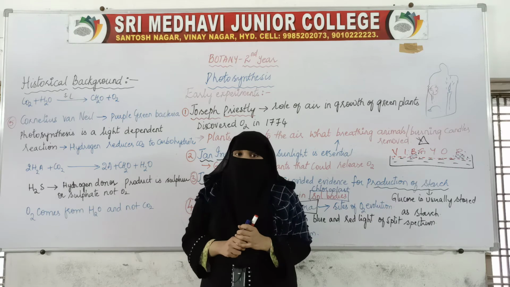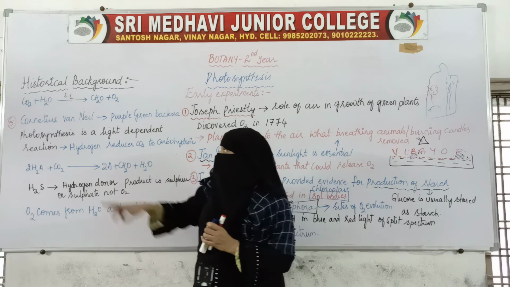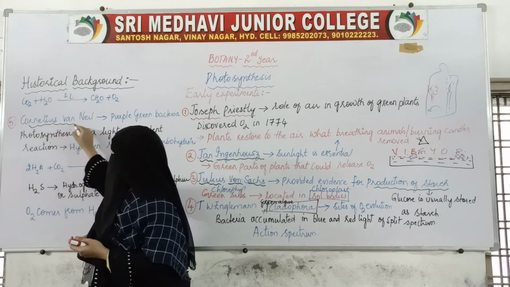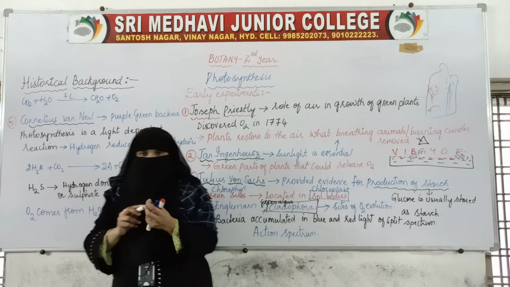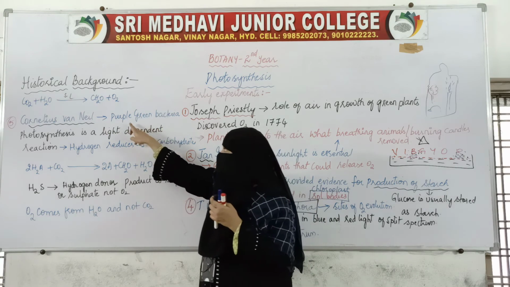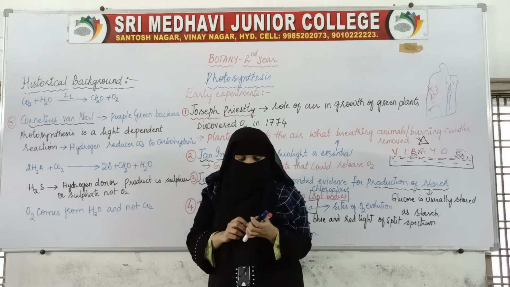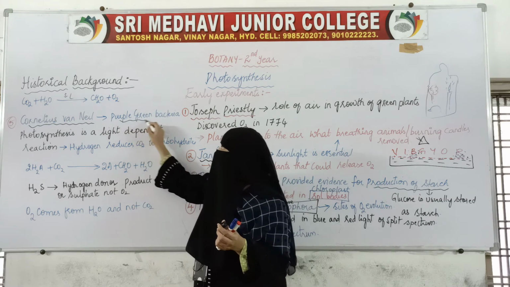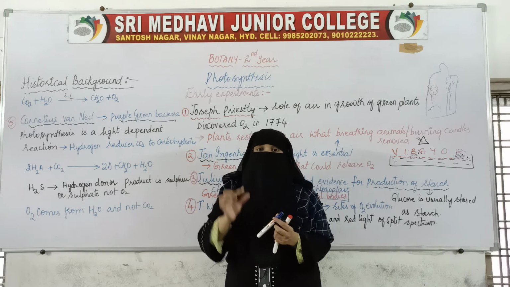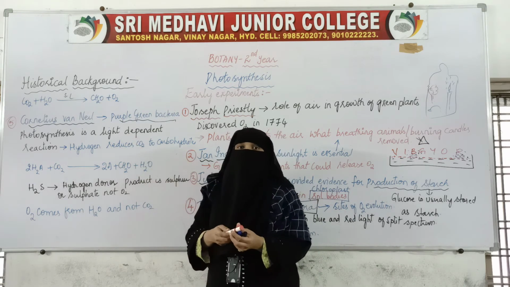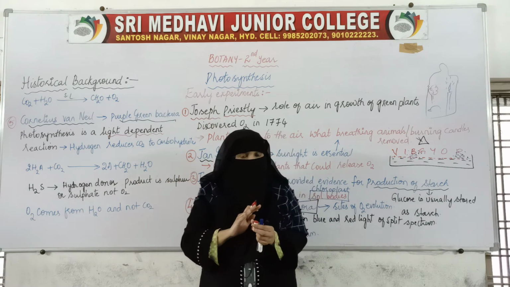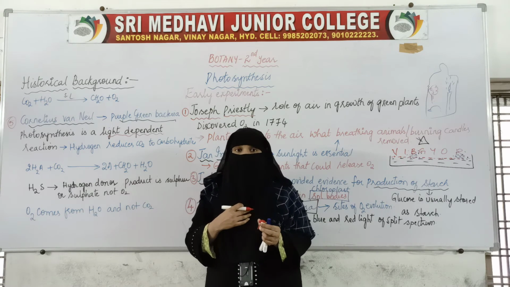Now later another scientist whose name is Van Niel, Cornelius Van Niel, this is the name of another scientist. He did this experiment by taking this blue-green bacteria. He did his experiment by using the same blue-green bacteria. By taking this blue-green bacteria, he said that photosynthesis is a light dependent reaction. That is, photosynthesis is dependent on the light. In the absence of light, photosynthesis will not be performed.